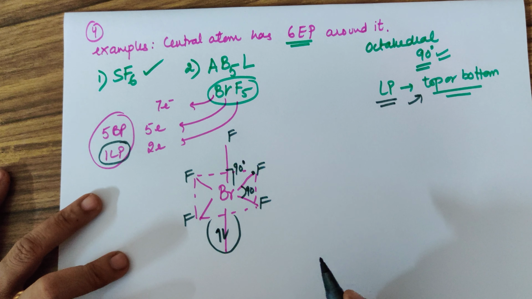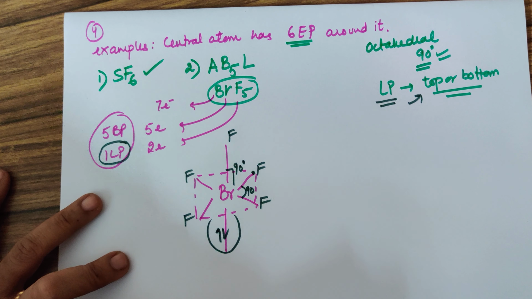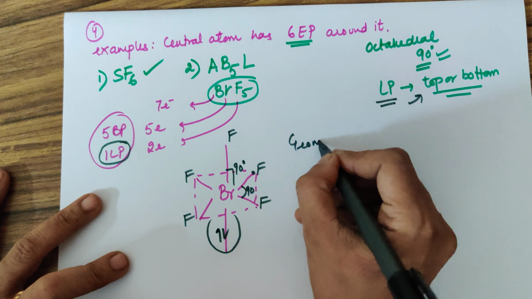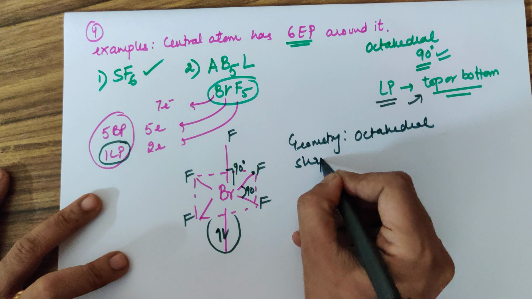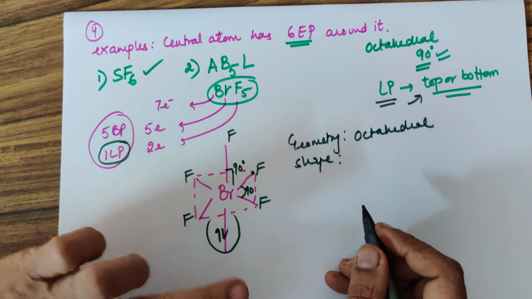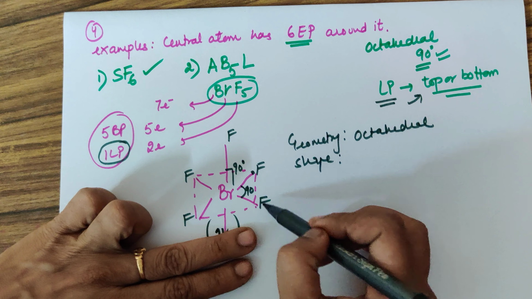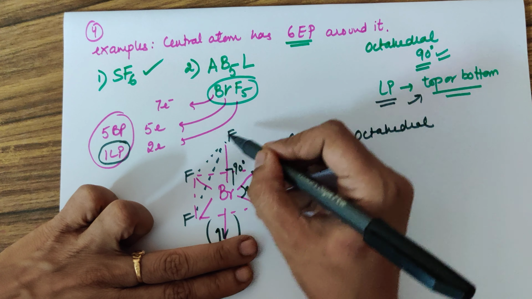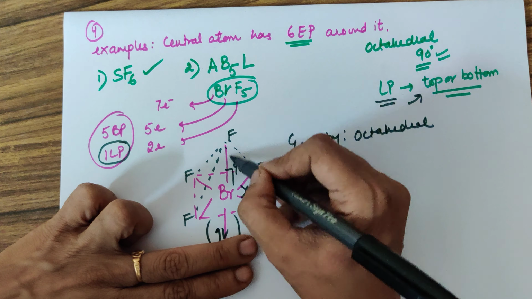Fine. Now in this case, the geometry remains octahedral, of course distorted, but the shape will be without the lone pair. If I ignore the lone pair, what am I left with? A square pyramidal. So it is a square pyramidal.